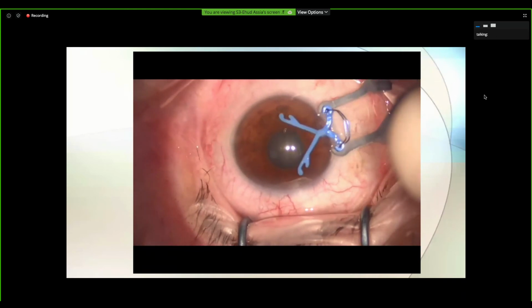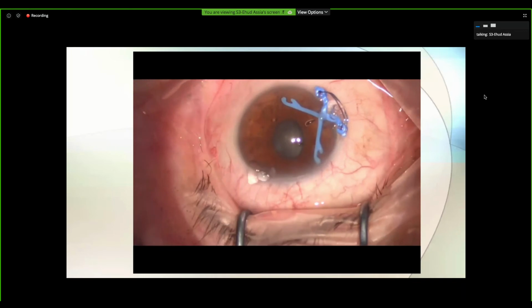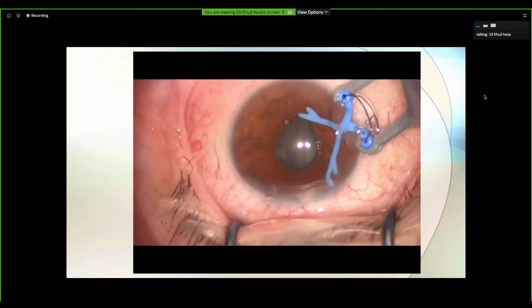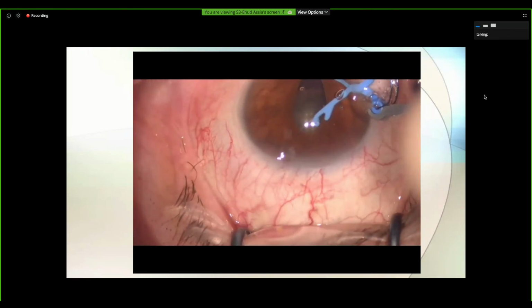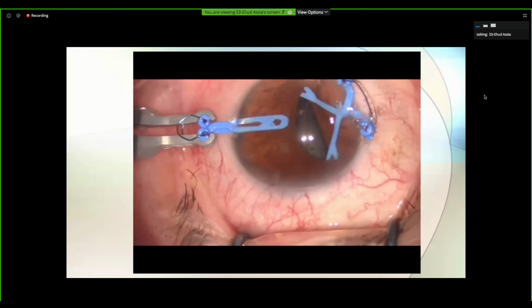We can actually open up the whole thing, even release it, put some more OVD between the capsule and the iris, and then going from over the iris to the center, which makes it a little bit safer, not touching the capsule in any circumstance.